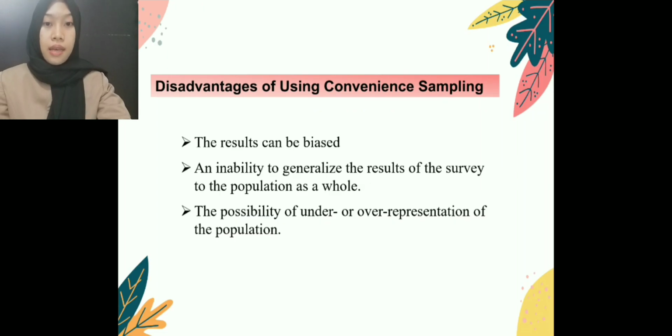Next are the disadvantages of using convenience sampling. Because respondents can be anyone, depending on the ease of obtaining them, the result can be biased. Second, an inability to generalize the result of the survey to the population as a whole. And there is the possibility of under or overrepresentation of the population.